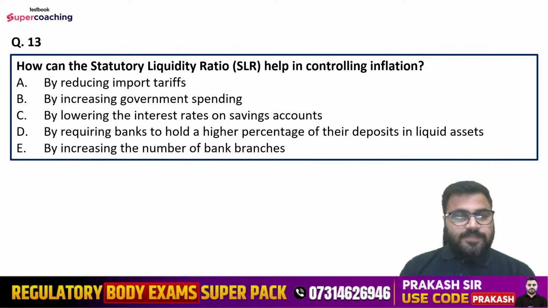What is the right answer, guys? Parth is saying option number D. Uttanab is saying option number D. Yes, so the right answer is option number D.